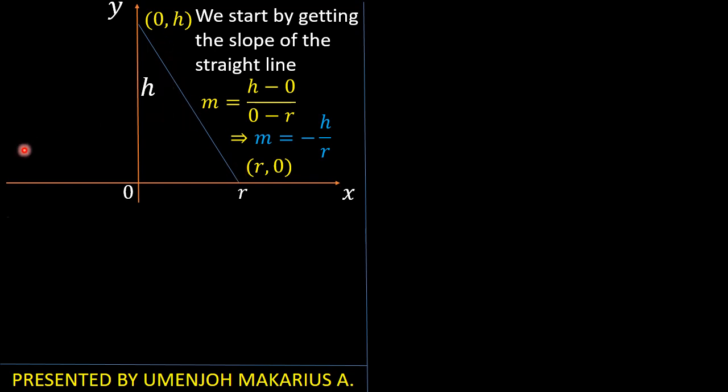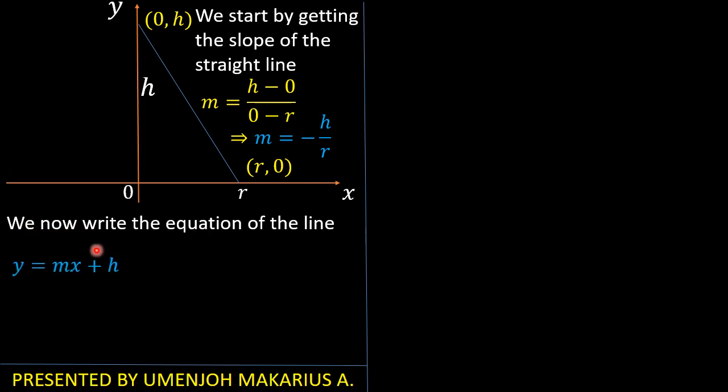Good. Then now friends, we are going to write down the equation of the line. We know that the equation has the general form y equals mx plus c, where c is the y-intercept, which in this case is h. But our m is negative h over r. So we are simply going to have the equation to be y equals negative h over r x plus h. So this is the equation of the line that we have.